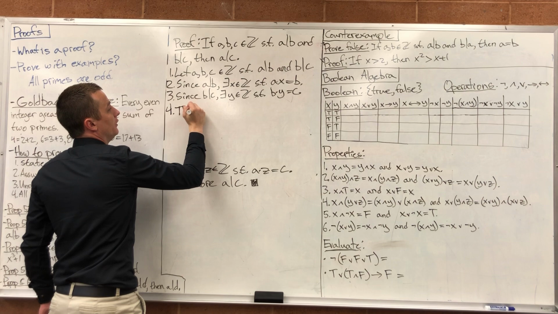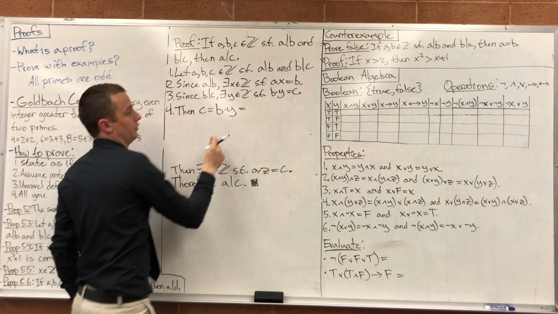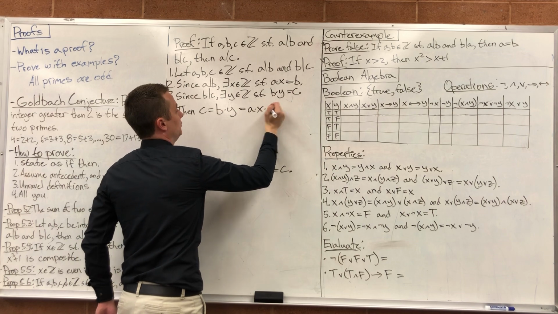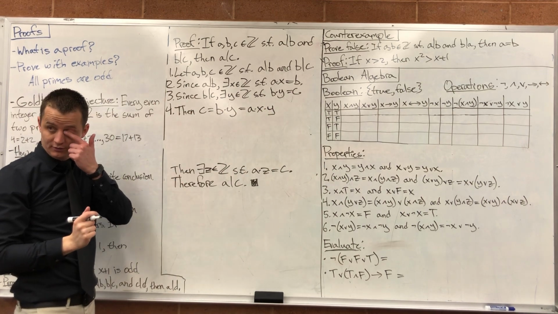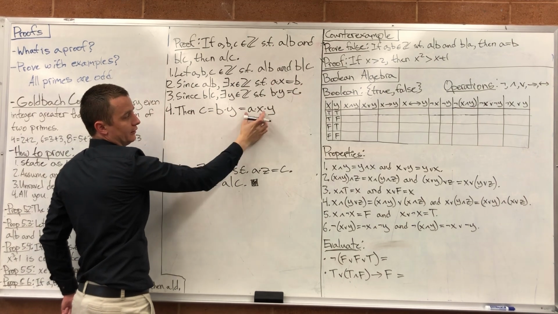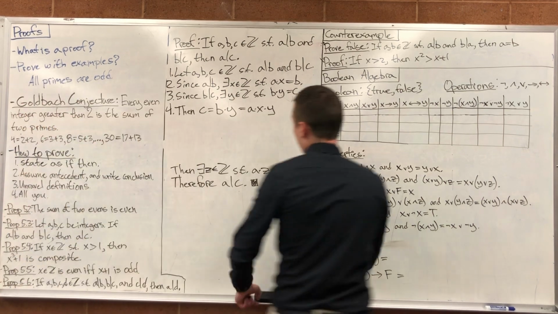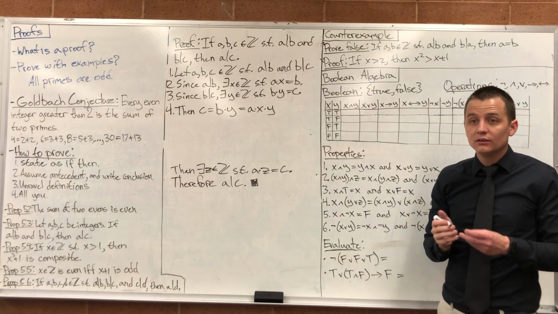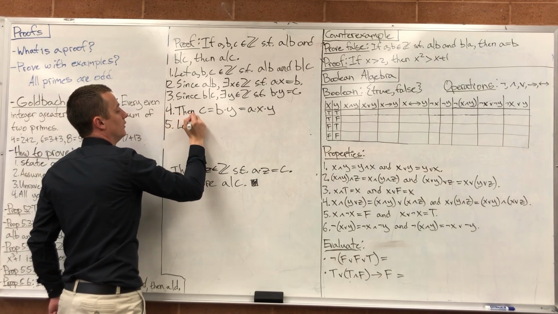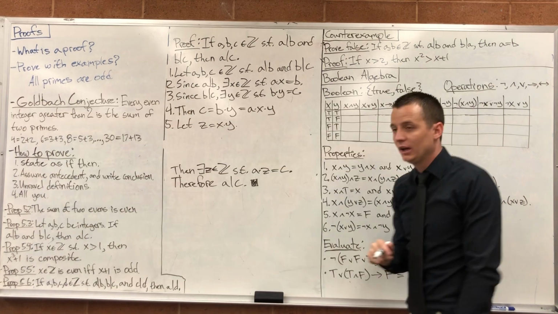Then c is equal to b times y, which is equal to, we're going to substitute out the b part, a times x times y. Everyone see how we got that? Yep. b is equal to a times x. So b is the same thing as a times x. Right? Okay, now what? We can define what z is. What should z be? x times y. Let z equal x times y.